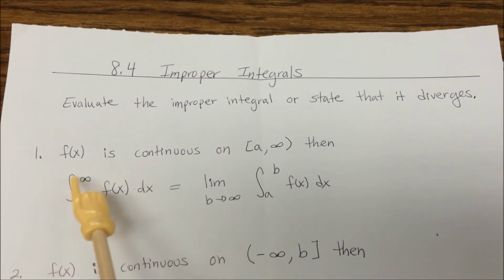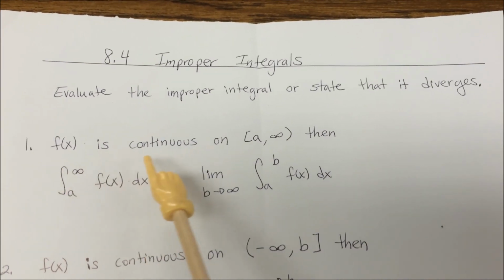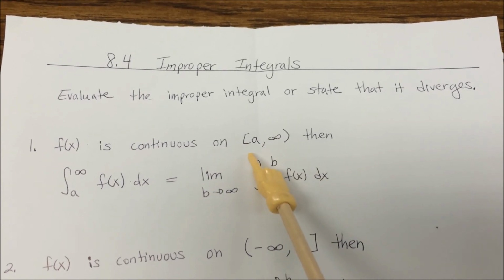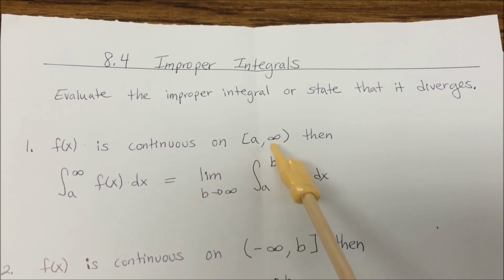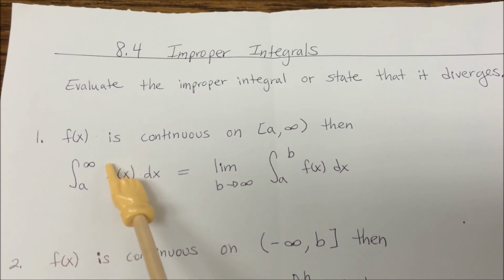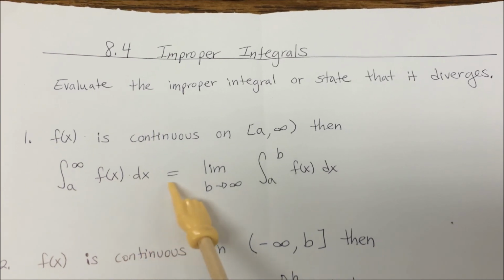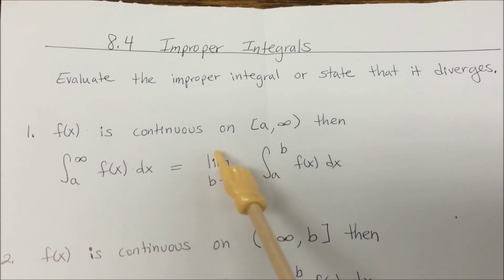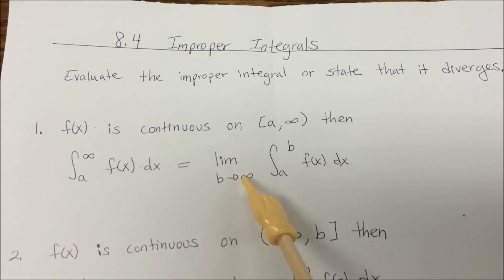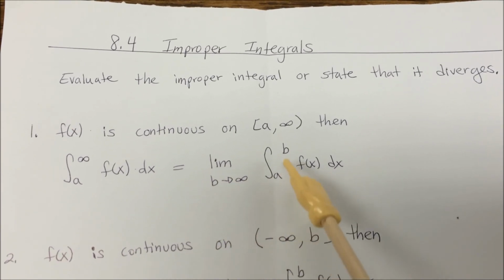So there are three cases. The first case is when f of x is continuous on a to infinity. Notice that a is a bracket because that's a real number, and infinity has a parenthesis. Then you're going to take the integration from a to infinity of f of x, and that is equal to the limit, similar to what we just finished doing, as b approaches infinity, of the integral from a to b.